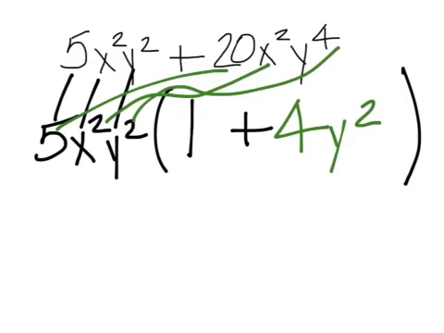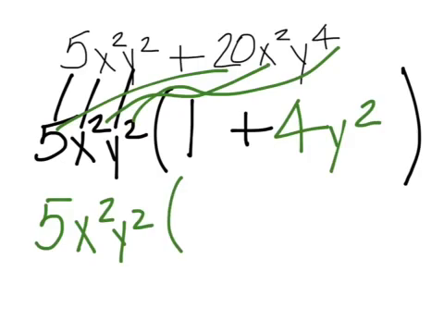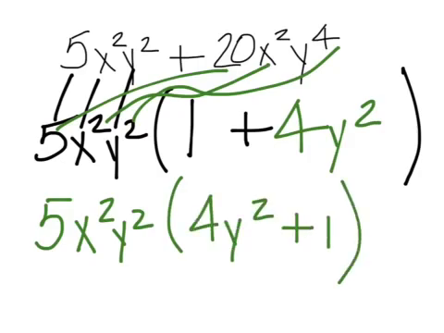No. What do I do? You have to arrange it where the y goes first. Yes, the y goes first. We do it in descending powers of x, but there are no x's in there. So you go to whatever variable you have. 5x squared y squared stays the same, and then 4y squared plus 1 is the right order.